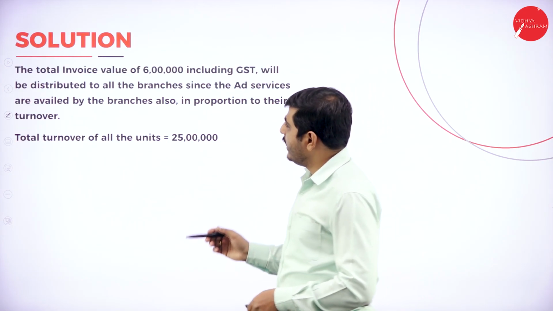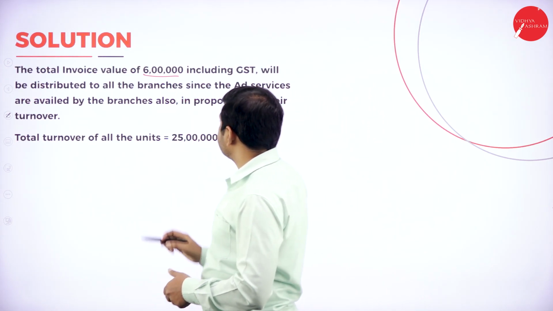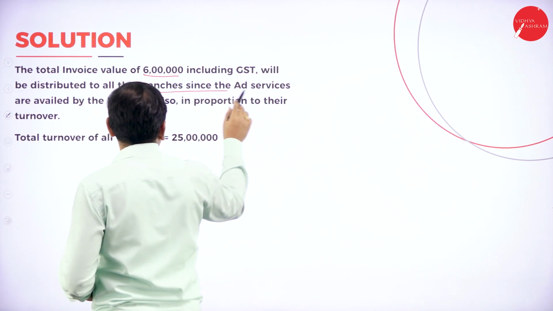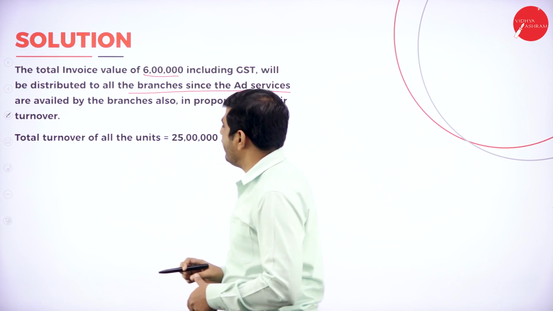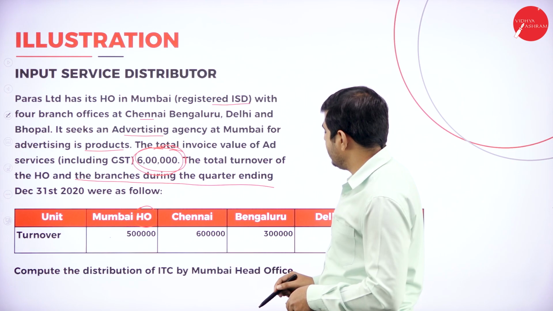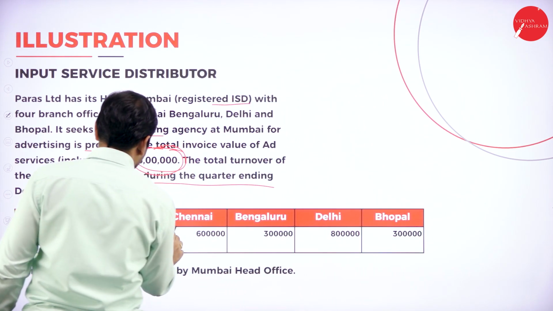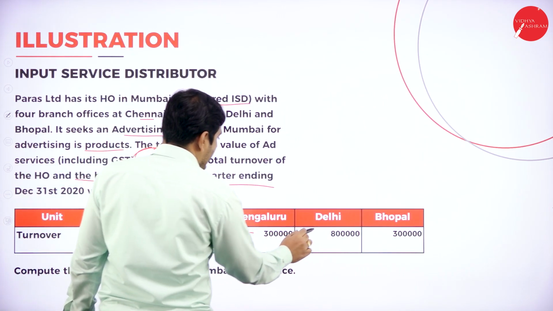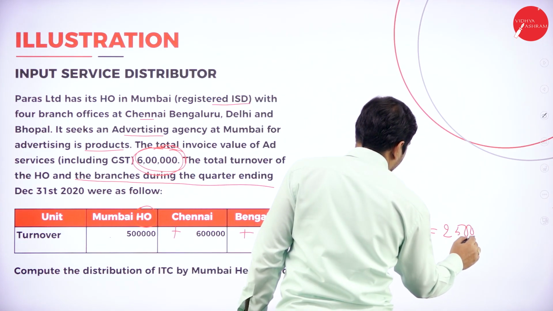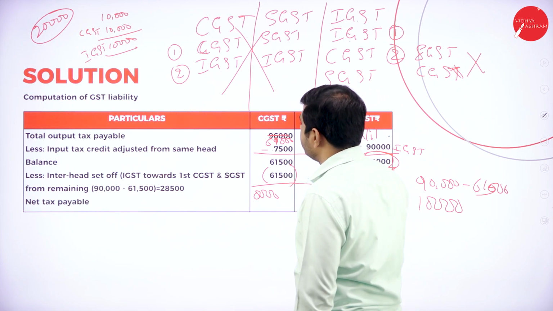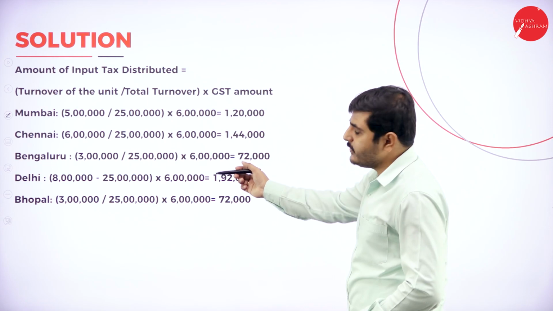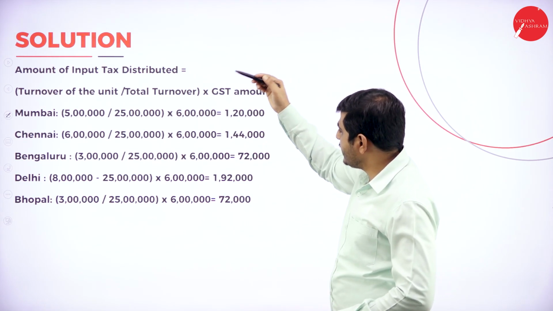Now let's calculate. Total invoice value is 6 lakh rupees, including GST, which will be distributed to all the branches, since the ad service is availed by the branches also, in proportion to their turnover. What is their turnover? Add all the turnover: 5 lakh plus 6 lakh plus 3 lakh plus 8 lakh plus 3 lakh. So we get 25 lakh.